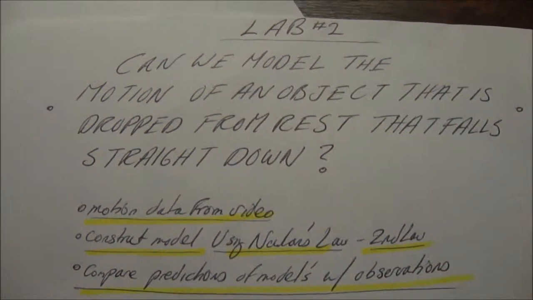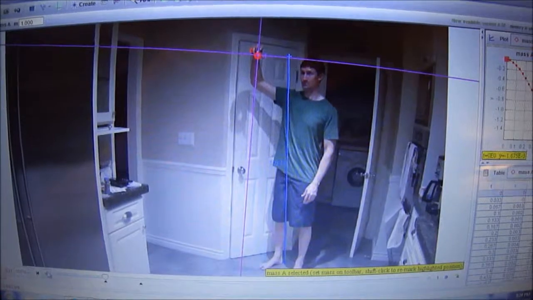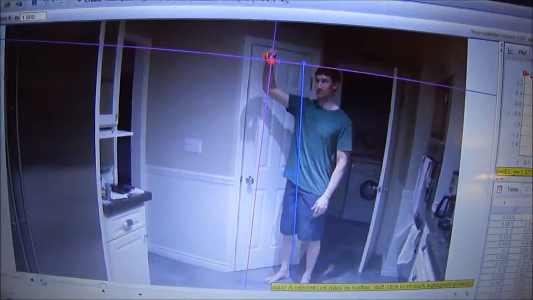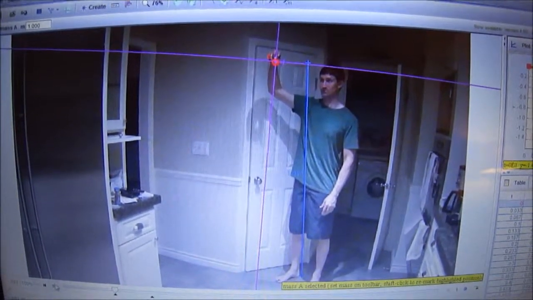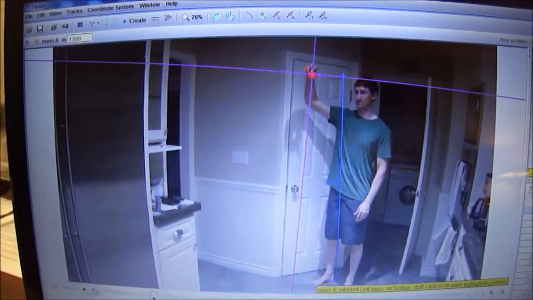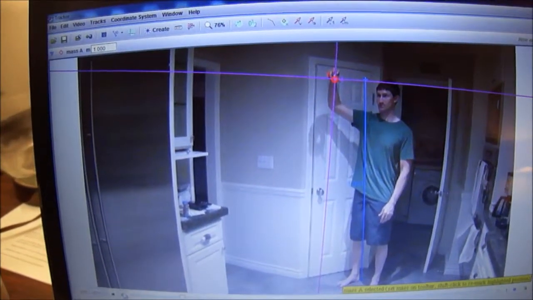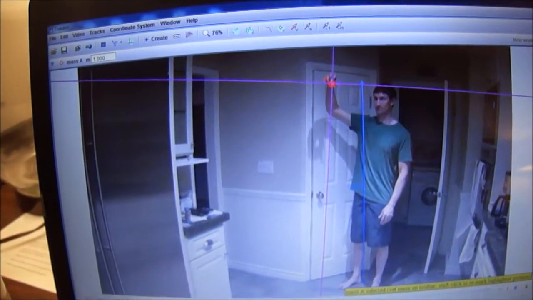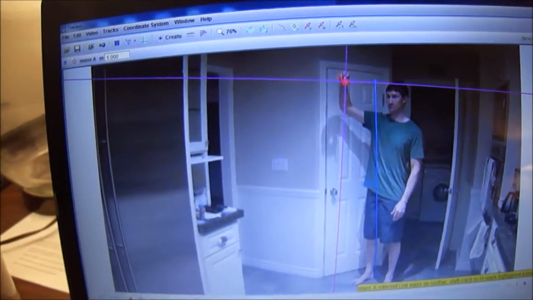Okay, lab 2. Can we model the motion of an object that is dropped from rest that falls straight down? To model this correctly, we first obtain data from our observations from Tracker, and we note the forces from our surroundings that are acting on our system that contribute to F net. This is difficult because we typically can't see a force. So we're looking for what agents exert a force on our system. We use our knowledge and experience.